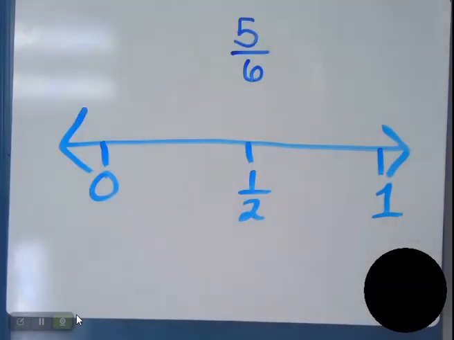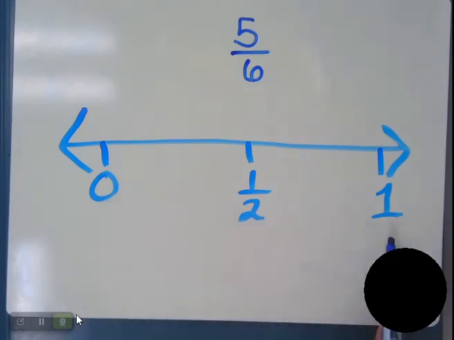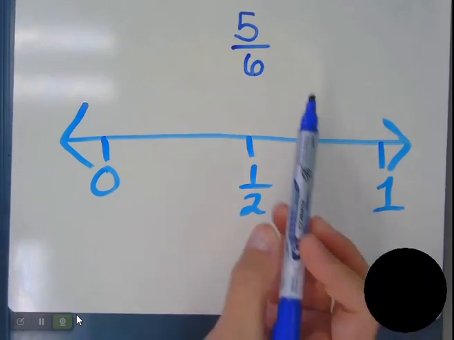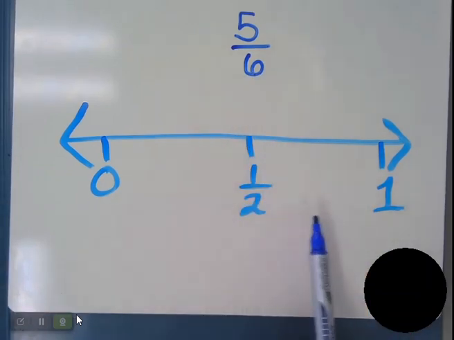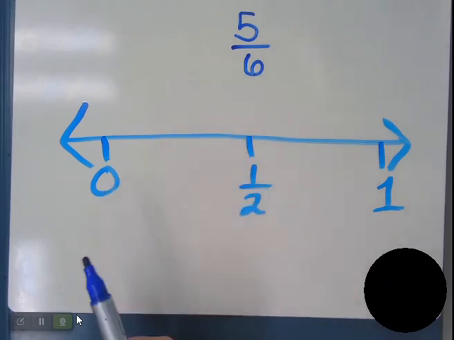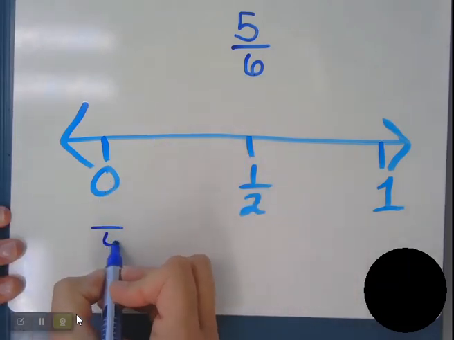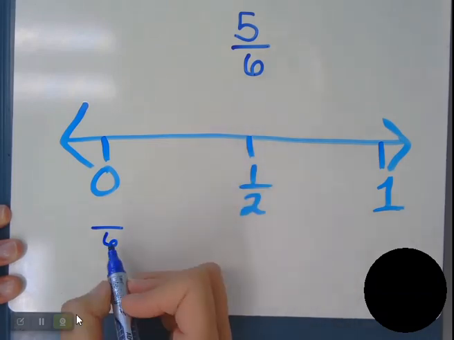Next, we're going to take a look at a fraction such as 5/6. I want to know if 5/6 is going to be closer to 0, 1/2, or 1 whole. In order to do that, I need to change this fraction and these numbers, these targets, so that they're apples to apples. Right now, 5/6 is not easy to compare with 0.